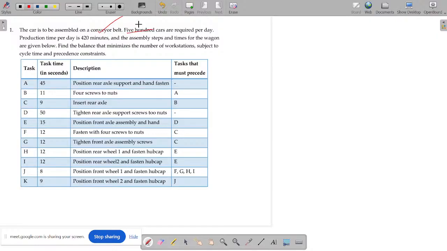500 cars are required per day. So how many units do they have to produce? 500 units. Production time per day is 420 minutes. And the assembly steps and times for the wagon are given here. So what are the different steps?